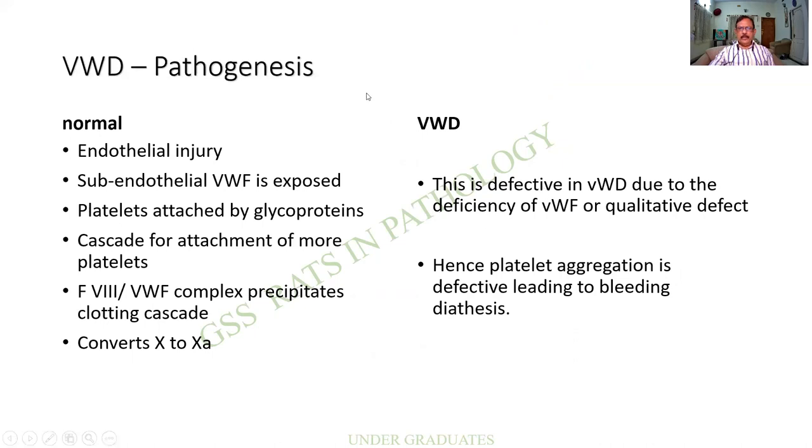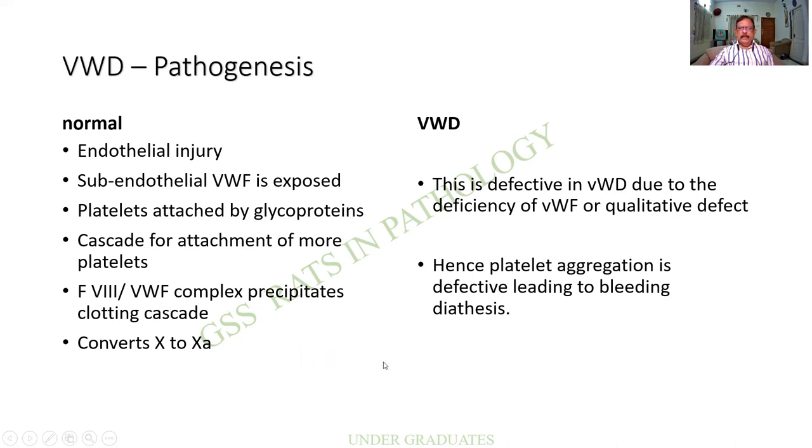So what is the pathogenesis? Again, a repetition, but it is worth it. Normally, you find that there is an endothelial injury. The subendothelial von Willebrand factor is exposed. Platelets attach by glycoproteins. Cascade for more attachment of the platelets. Activation of factor 8. And then there is a clotting cascade that is promoted. And ultimately, there is a formation of fibrin.